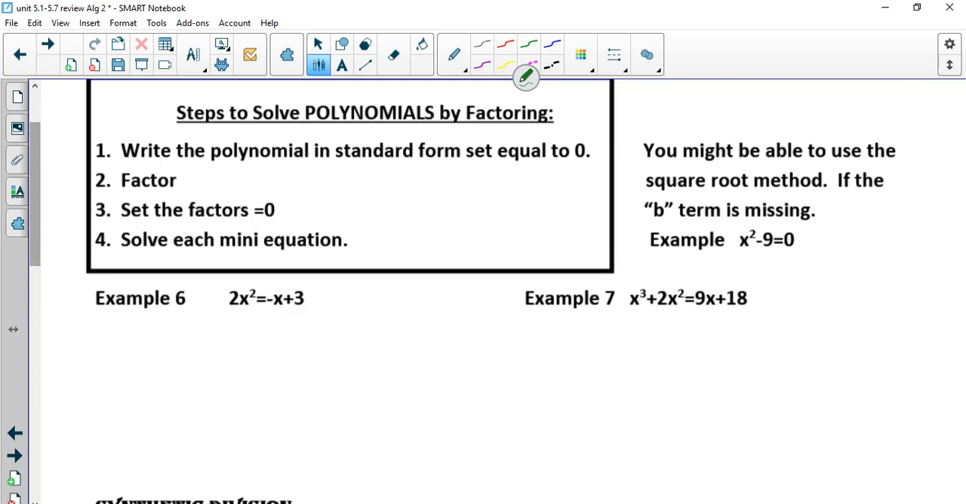Okay, it says you might be able to use the square root method if the b term is missing. So in this case, like right here, since there is no b term, you could just say x squared equals 9 and square root both sides and get, remember, whenever you're solving, always plus and minus 2 answers.